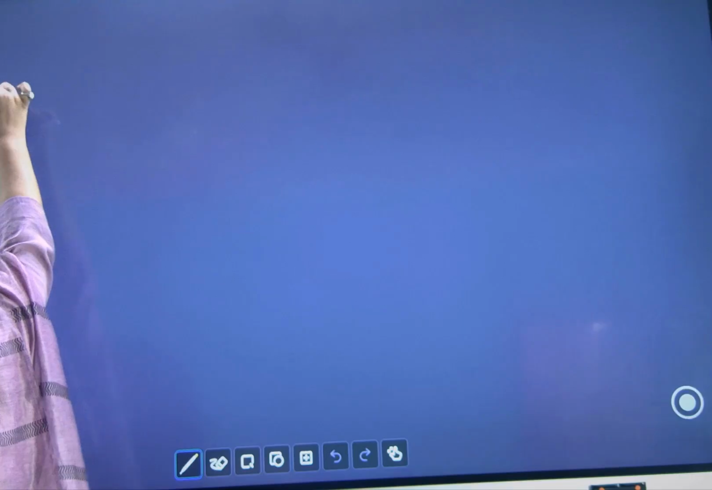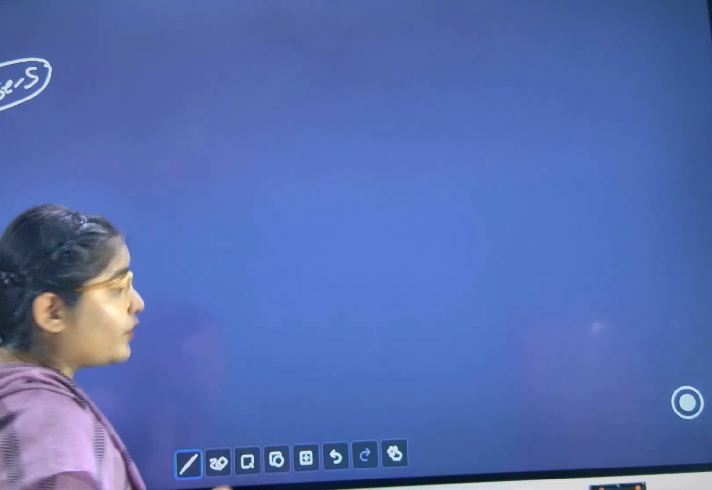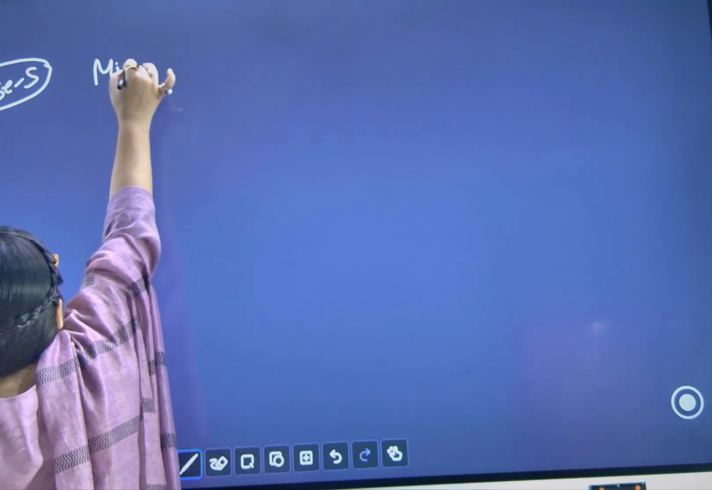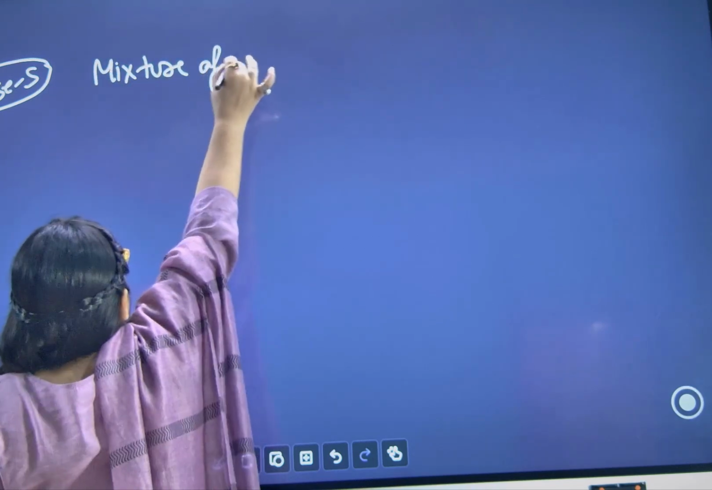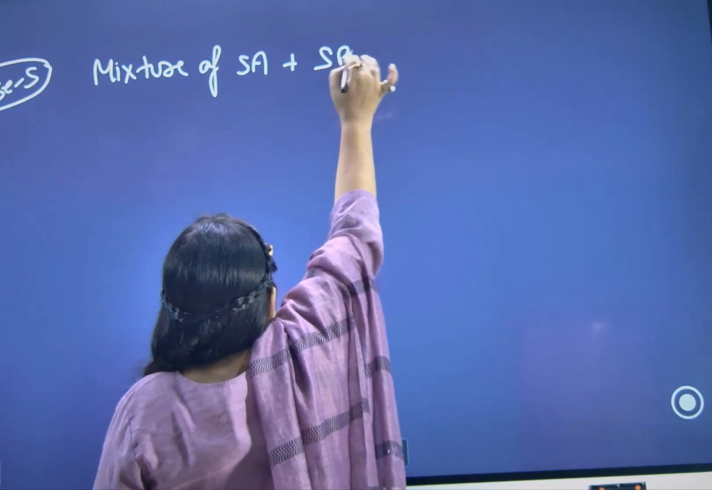So how many cases have we seen till now? We have seen strong acid only, then we have seen strong base only, then we have seen the mixture of strong acid, then we have seen the mixture of strong base. Now we are going to see the fifth condition, that is the mixture of strong acid and strong base. Okay, so note down next case 5. Case 3 was already covered in 2 cases, so directly I am writing fifth case, that is mixture of strong acid plus strong base.